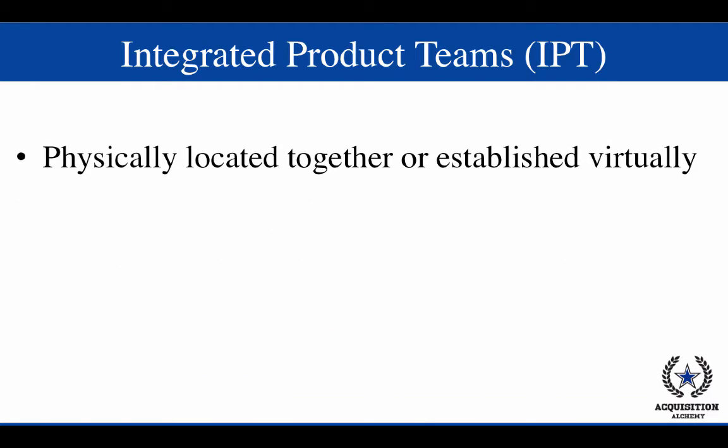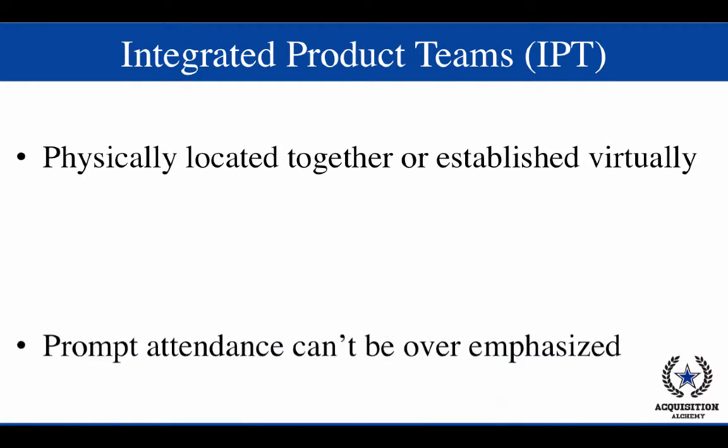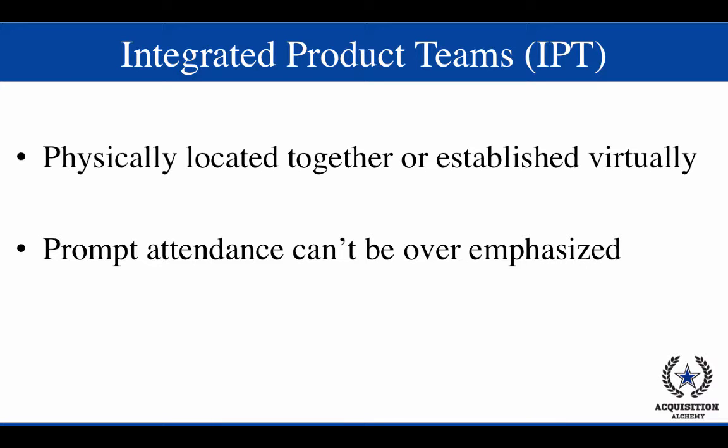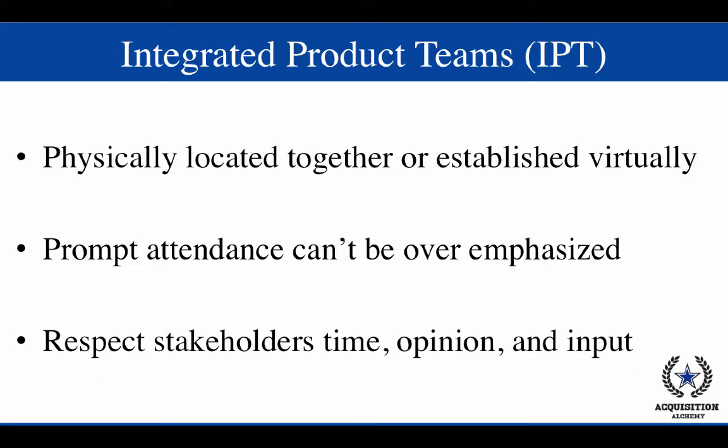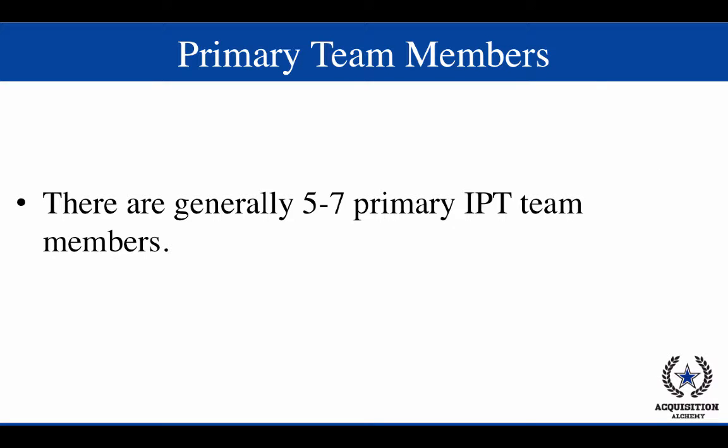IPT teams can be physically located together or established virtually, but prompt attendance to meetings can't be overemphasized regardless of the geographic location of its members. By establishing a controlled environment that respects each stakeholder's time, opinion, and input, IPT members will be able to comfortably share information at the lowest levels, learn across all functionalities, efficiently progress through the 4 stages of team building, and otherwise be highly productive. There are generally 5 to 7 primary IPT team members.